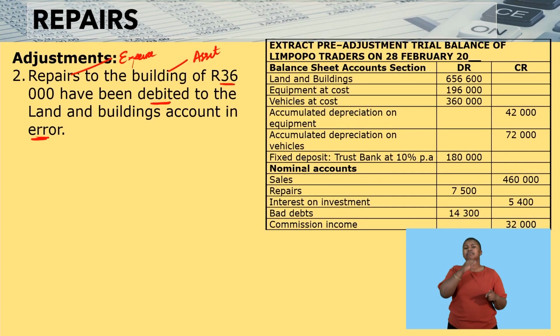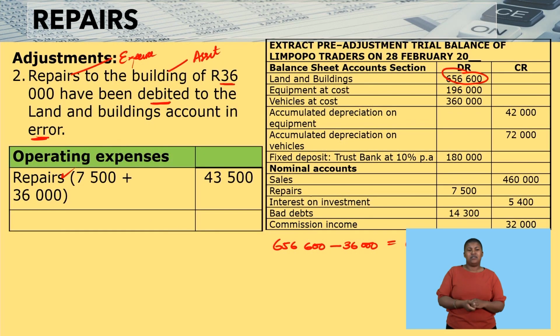If I am to get the real value of my land and buildings, here I have 656,600. This amount is incorrect because when we debit an asset account, we are increasing it. So we increased the land and buildings by 36,000, which was supposed to be recorded in the repairs account. To correct that, we say minus 36,000. Therefore, the correct amount for land and buildings will be 620,000.